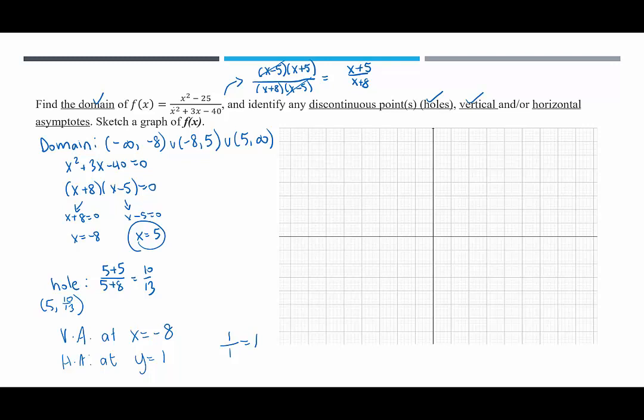Okay, so now let's set up what we have. We have x equals 5 is a hole. So we have 5, 1, 2, 3, 4, 5. 10/13 is just less than 1. And we have a vertical asymptote at negative 8. I think that's all the way over here if I counted correctly.